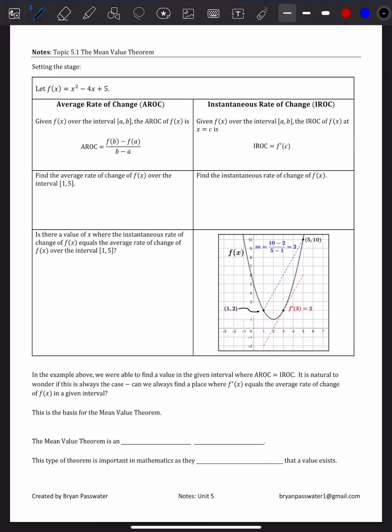We're going to be starting Unit 5 and we are going to get started with mean value theorem. So we have mean value theorem, and mean value theorem kind of takes anything to do with slope and brings it back in. So we're going to be looking at average rate of change, instantaneous rate of change, and then kind of look at the idea of mean value theorem.